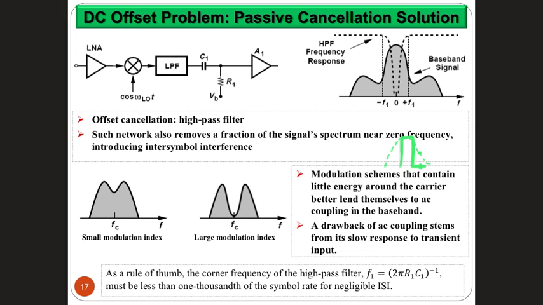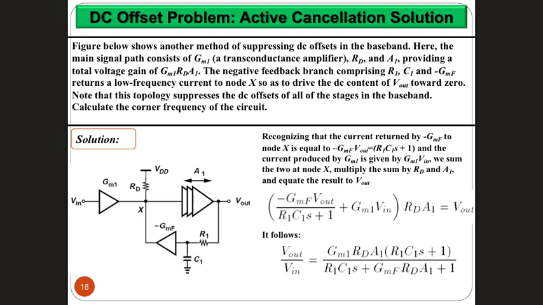In order to make sure that this effect is negligible, the notch filter corner frequency, which is the frequency where it starts to drop, has to be at most the symbol rate divided by 1,000. If it's larger than that value, then it becomes a problem in terms of inter-symbol interference. That's a practical rule of thumb, which is why we call it a rule of thumb. It just comes from practical designs. So that's one solution, the passive solution using notch filtering.